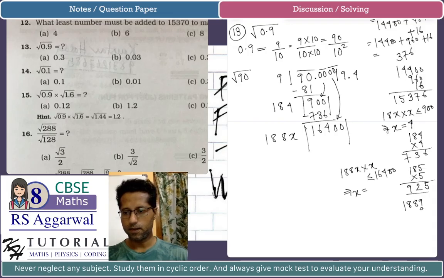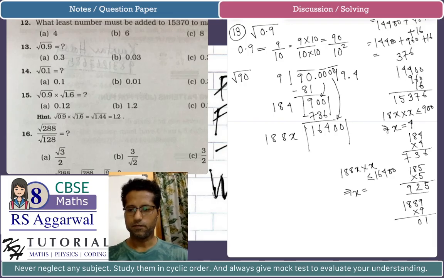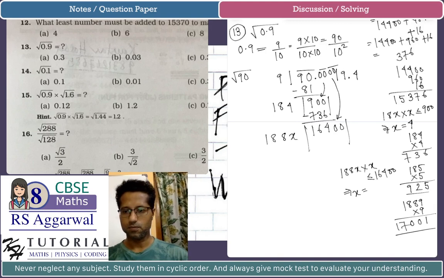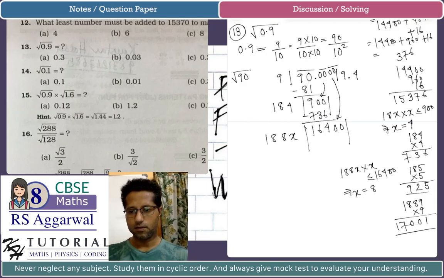1889 multiplied by 9 gives 9981 and 7280... No, it is exceeding. So with 9 it is exceeding. So x has to be 8. And let's see what 1888 multiplied by 8 is.